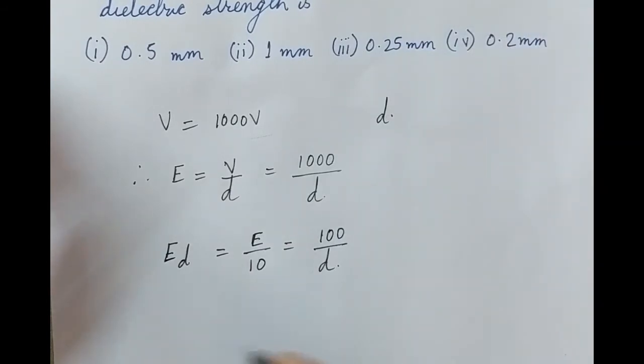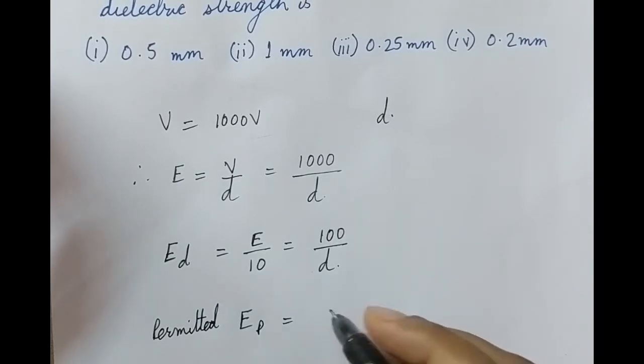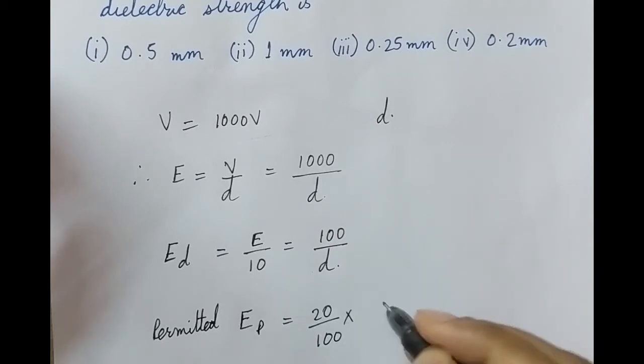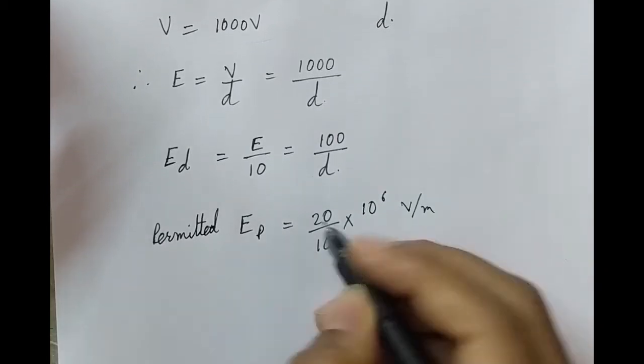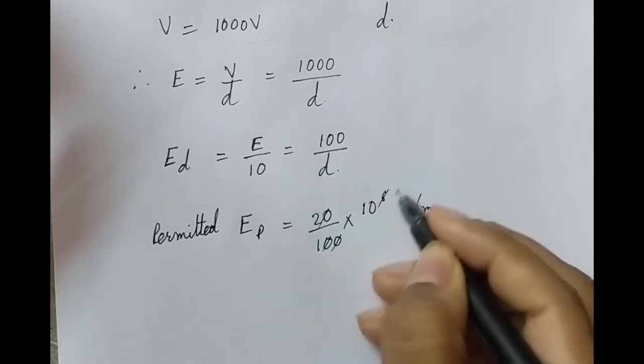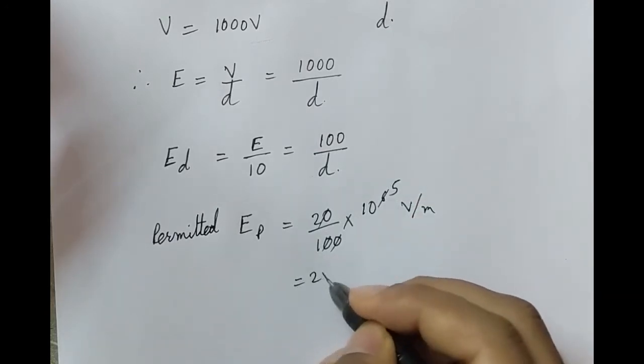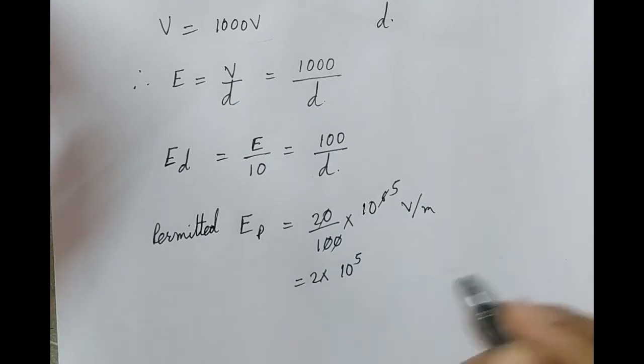It says that the permitted electric field is 20% of the dielectric strength, that is 10 to the power 6. So the permitted E, let's name that EP, is 20 by 100 into 10 to the power 6 volt per meter. You can just cut out here, one cuts out here, you have 2 into 10 to the power 5.